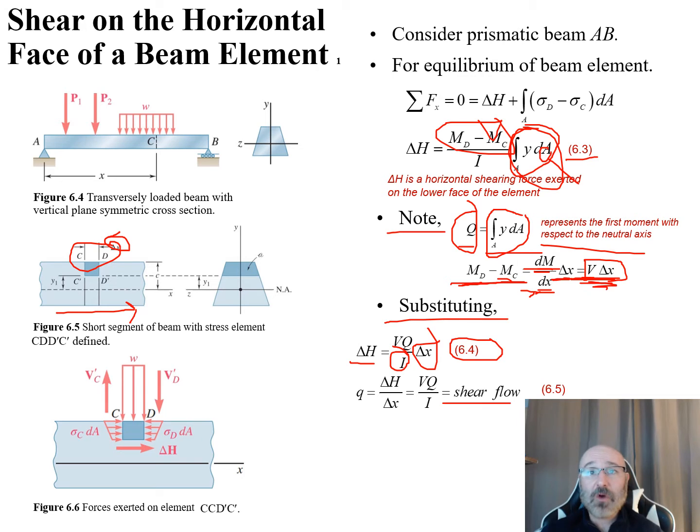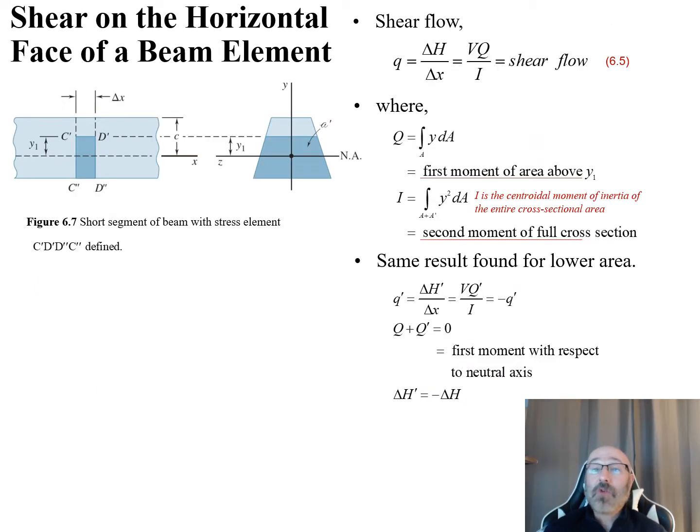And if we want to find our shear flow, or our lowercase q, this goes with equation 6.5 in our textbook, where lowercase q is equal to our delta H over our delta x. Well, now we have an expression for delta H, where our delta x's will cancel. So we're just left with q is equal to V times capital Q, which again is that first moment with respect to our neutral axis, all over our I. So this again goes back from equations 6.3, 6.4, and 6.5 in our textbook. If you want a little bit more information on the derivation of these, please reference that section within your textbook.